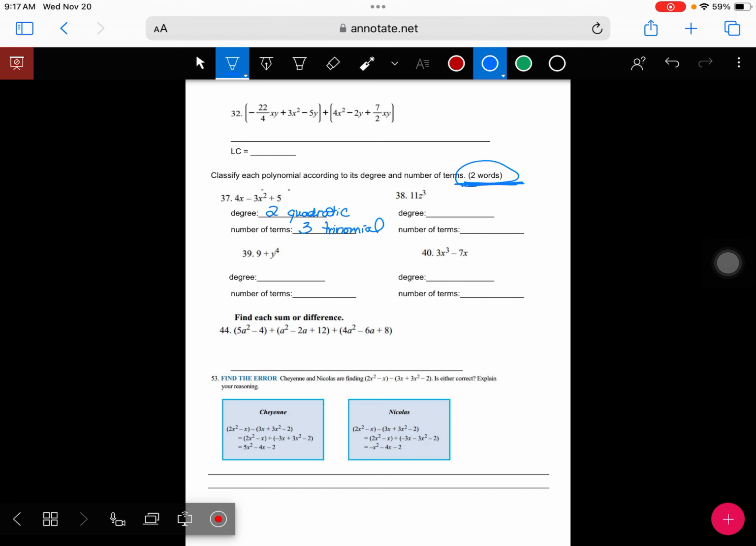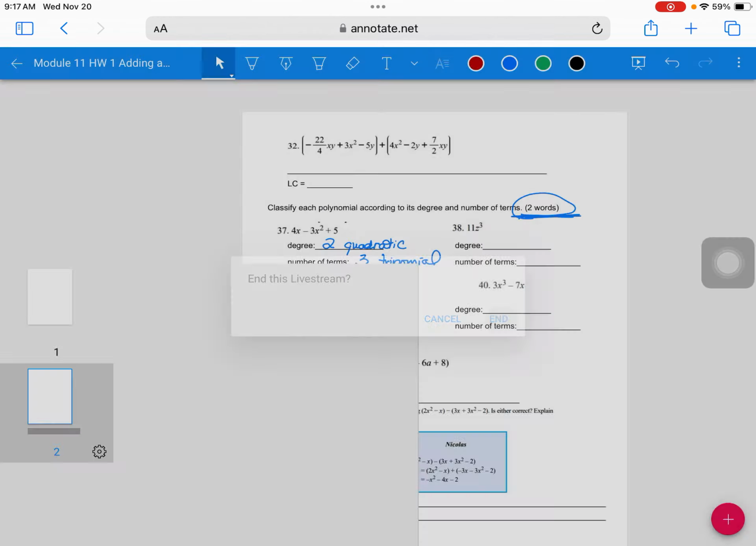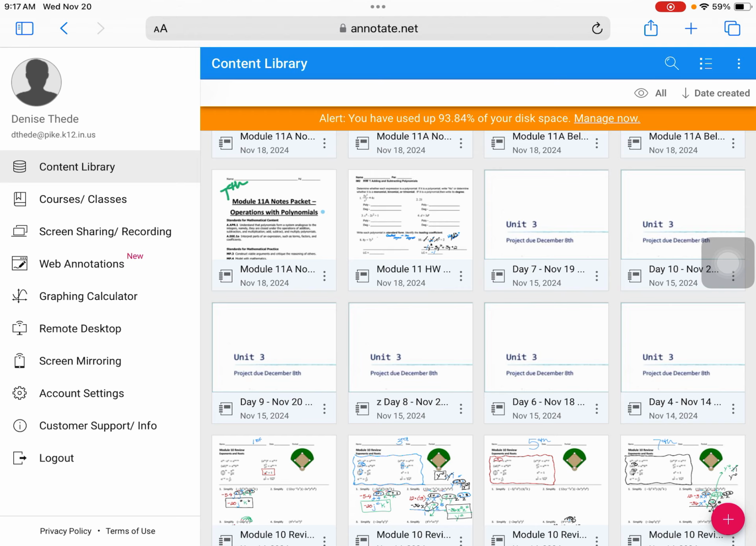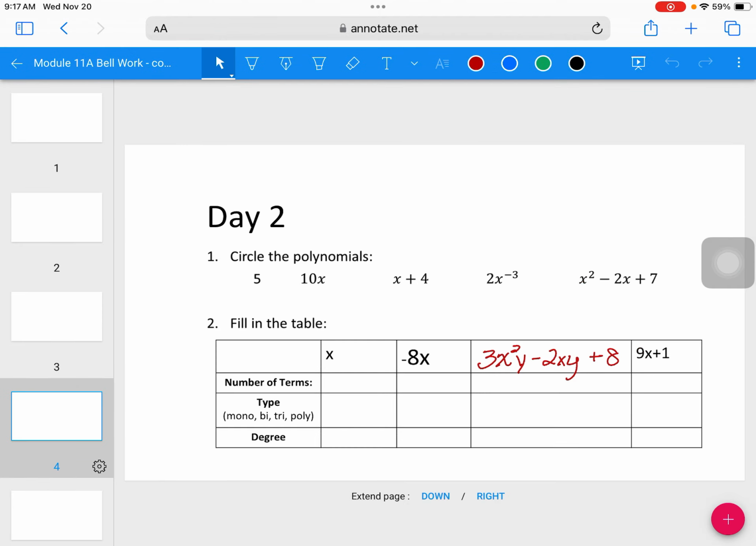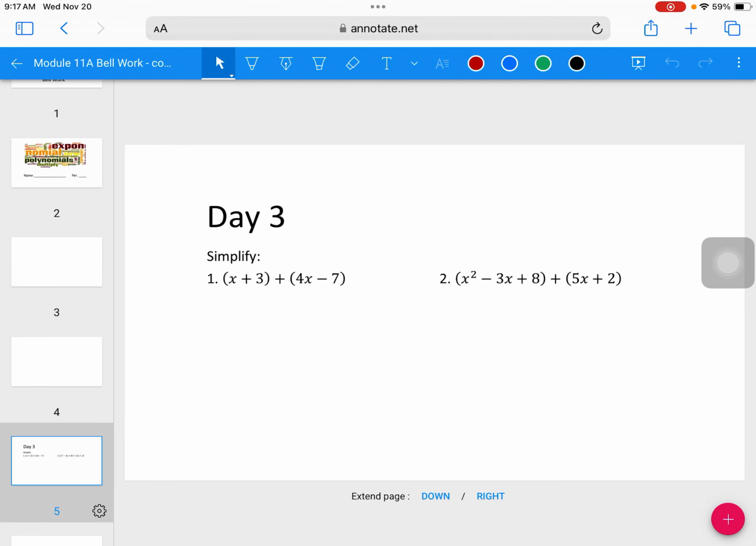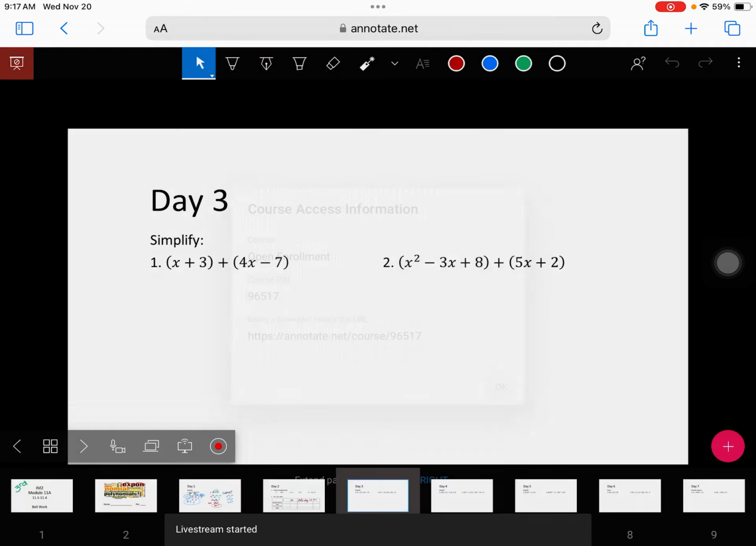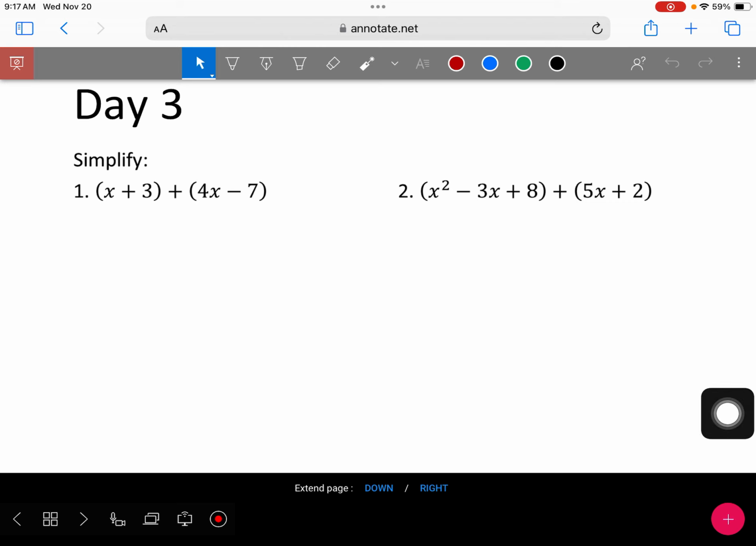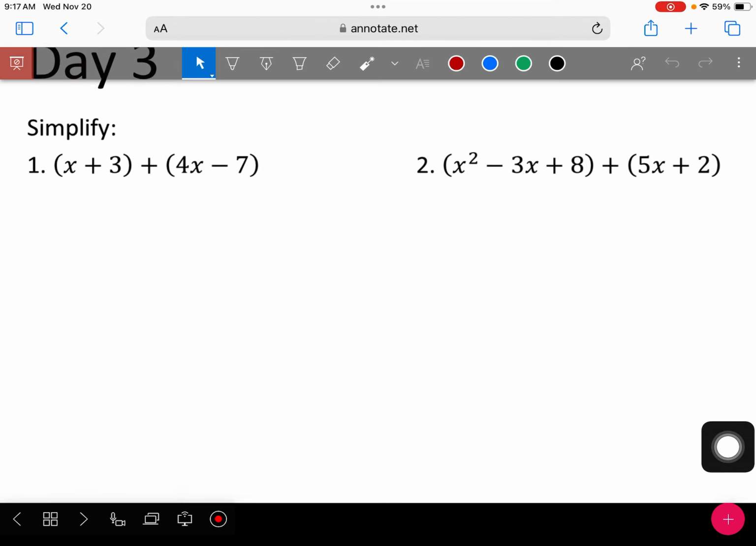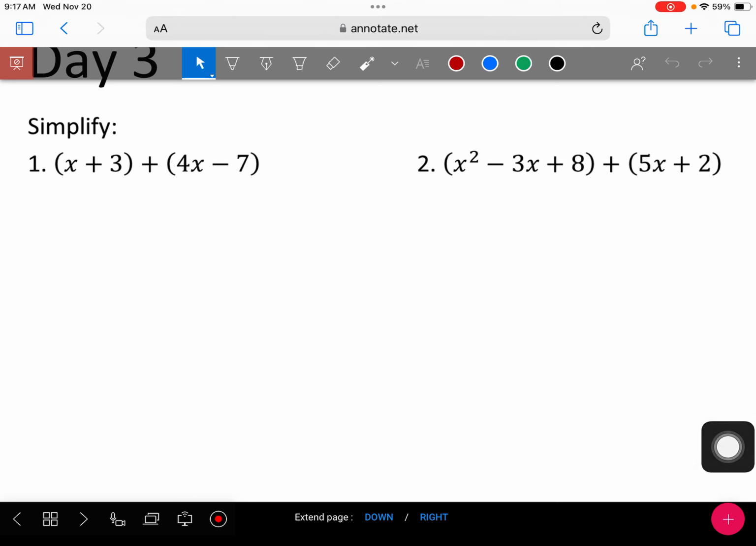Okay? All right, let's go to the bell work. Bell work, we are on day 3. And we are adding and simplifying these polynomials when they are added together. So number 1 says simplify x plus 3 plus 4x minus 7. And the second one is x squared minus 3x plus 8 plus 5x plus 2. Right now, do those at your seats.